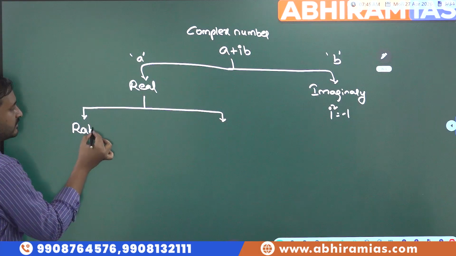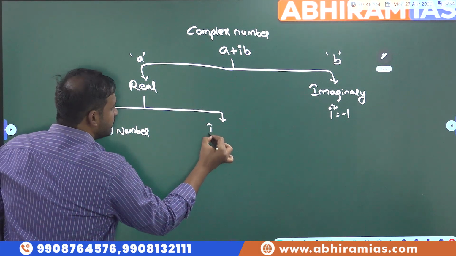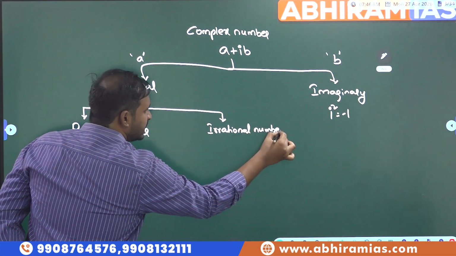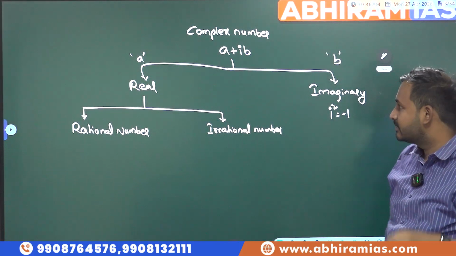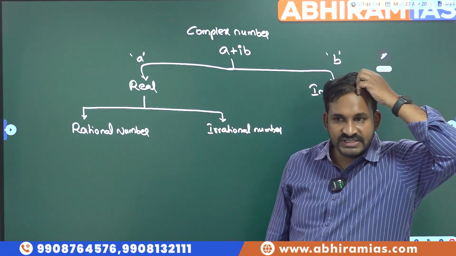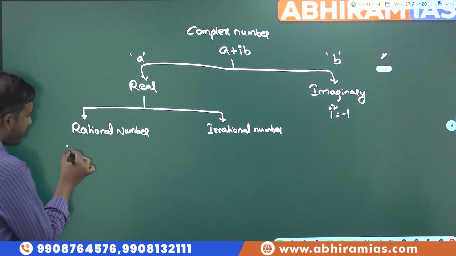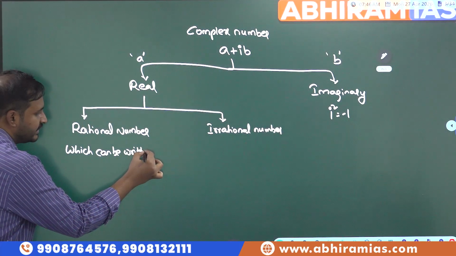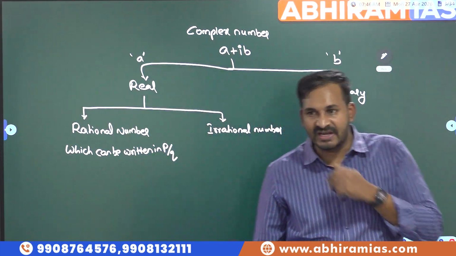One is the rational number, and the other one is the irrational number. So, what is called a rational number, students? Any idea? Which can be written in the form of p by q. That type of numbers we call rational numbers.